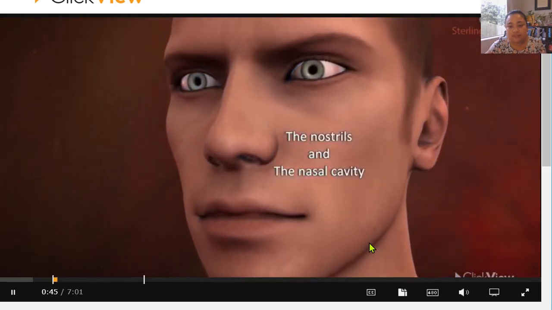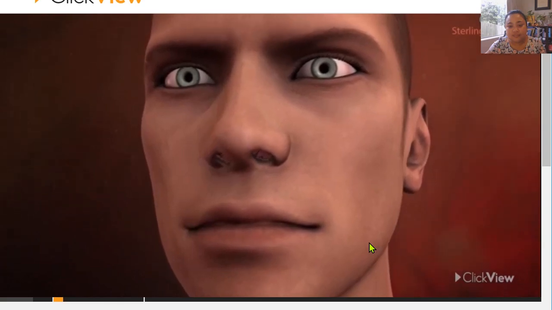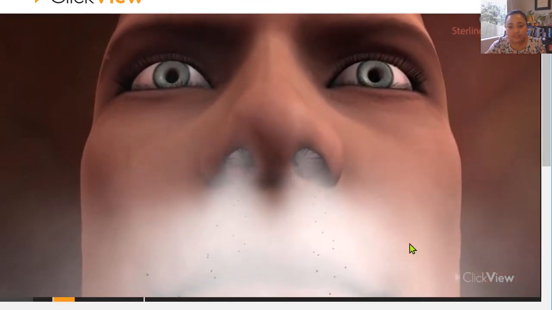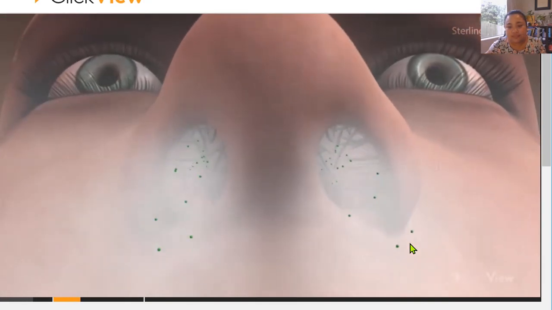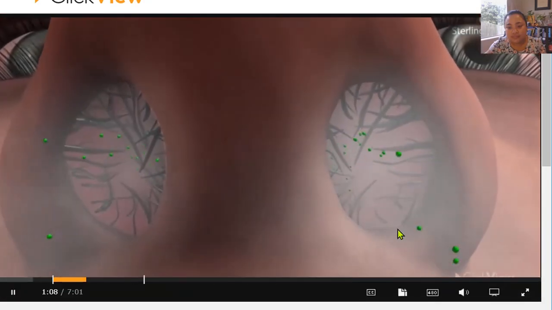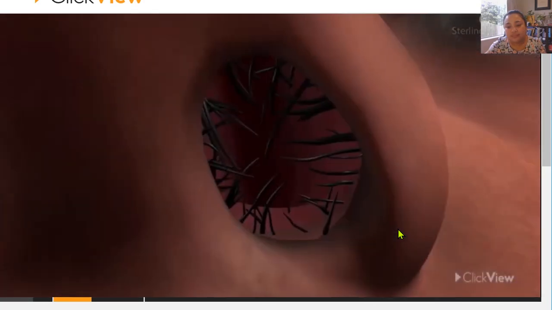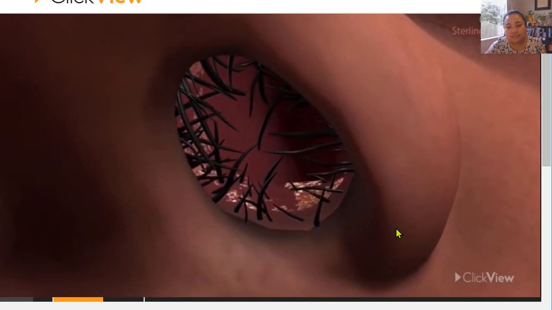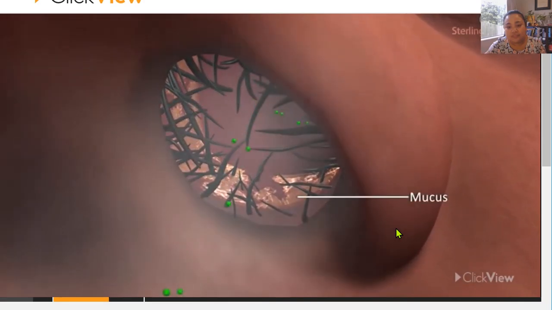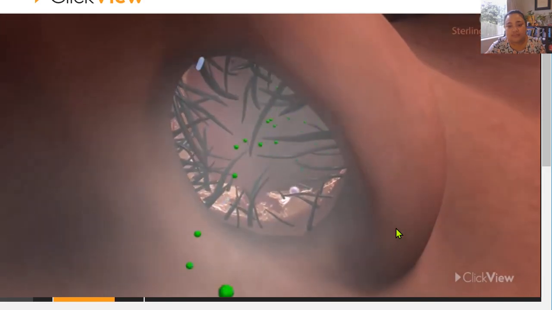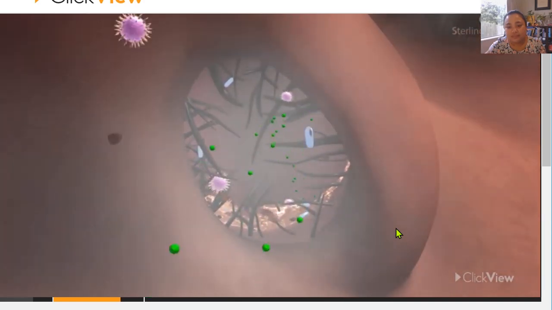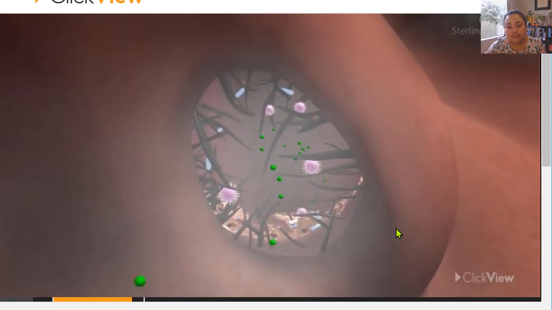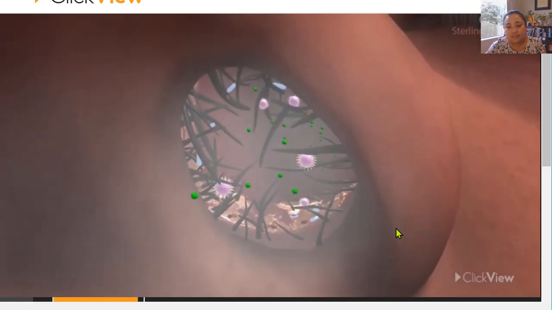The nostrils and the nasal cavity. The 2 openings of the nose are called nostrils. They bring air into the hollow spaces of the nose, called the nasal cavities. The nasal cavities are lined by the small hair and mucous membrane. The mucous membrane secretes a thin, sticky fluid called mucus. The mucus and the hair trap dirt, dust particles, viruses and bacteria, and prevent them from reaching the other organs of the respiratory system. The mucous membrane also warms and moistens the incoming air.